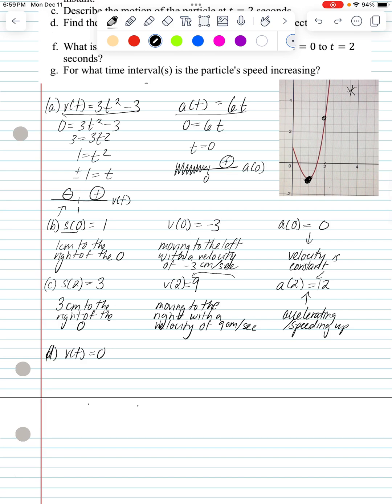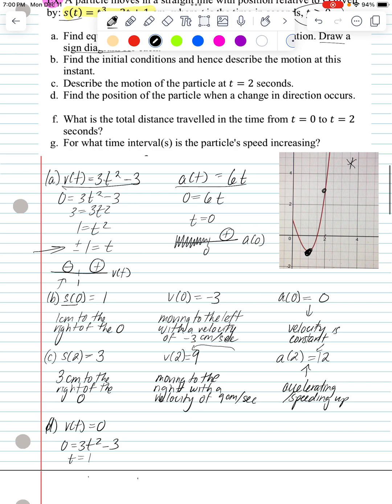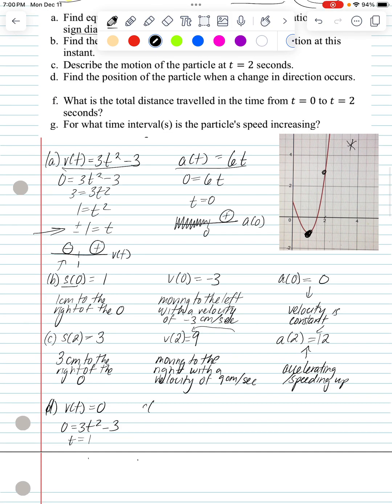So we have the velocity function from A, so I'm just going to set that equal to 0, and we already solved this. We found that we generated a positive 1. Okay? So when we do that, we can then just look at what is happening. What is the position? So what is the S function when t is 1? Because S just represents our position. So when I plug in a 1 into the position function, I end up getting a negative 1. Okay, this is telling me that the particle is 1 centimeter to the left of the origin when there's a change in direction.